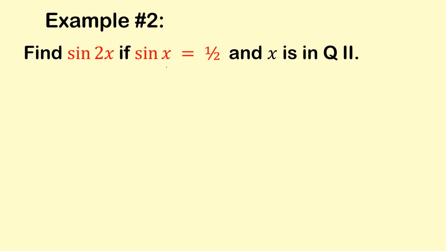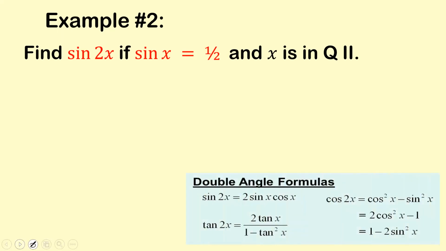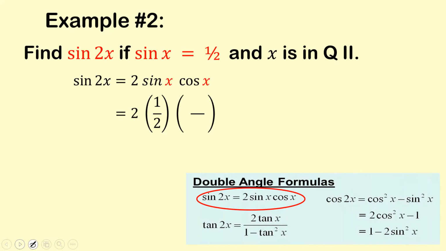Okay, half of 100p. Now let's take a look at this example. Find sine 2x if sine x is equal to 1/2. Okay. Sine x is equal to 1/2 and x is in quadrant 2. Okay. So anong gagawin natin para mahanap yung sine 2x? We use this formula, yung 2 sine x cosine x, this one. So making use of that, meron na tayo ng sine x. Ang wala tayo yung cosine x. Okay? But we know nasa quadrant 2 tayo.